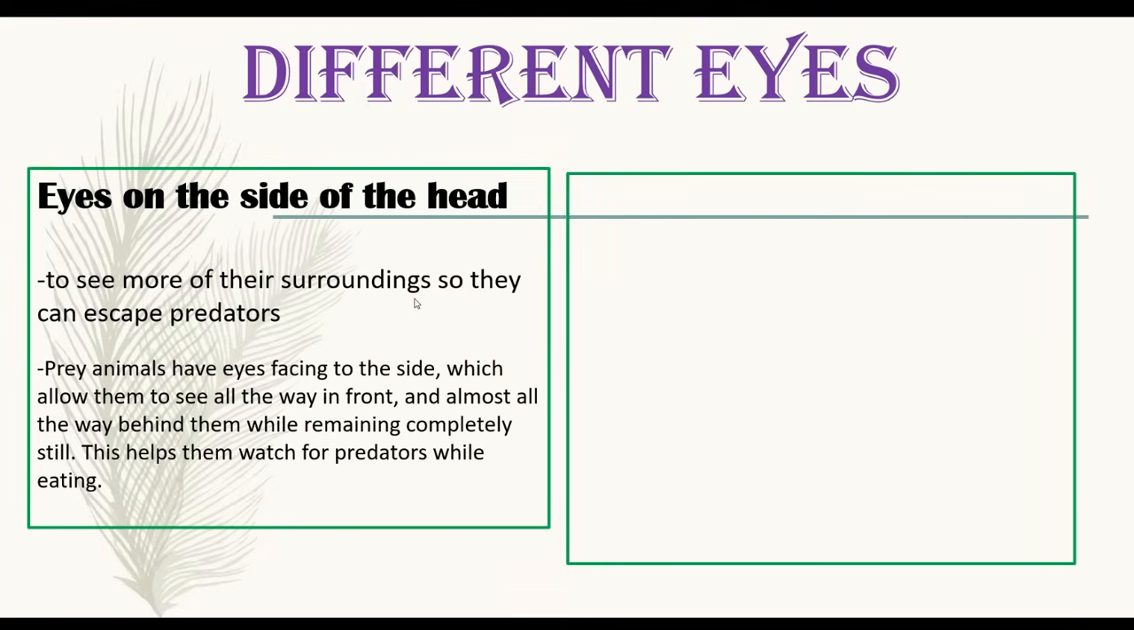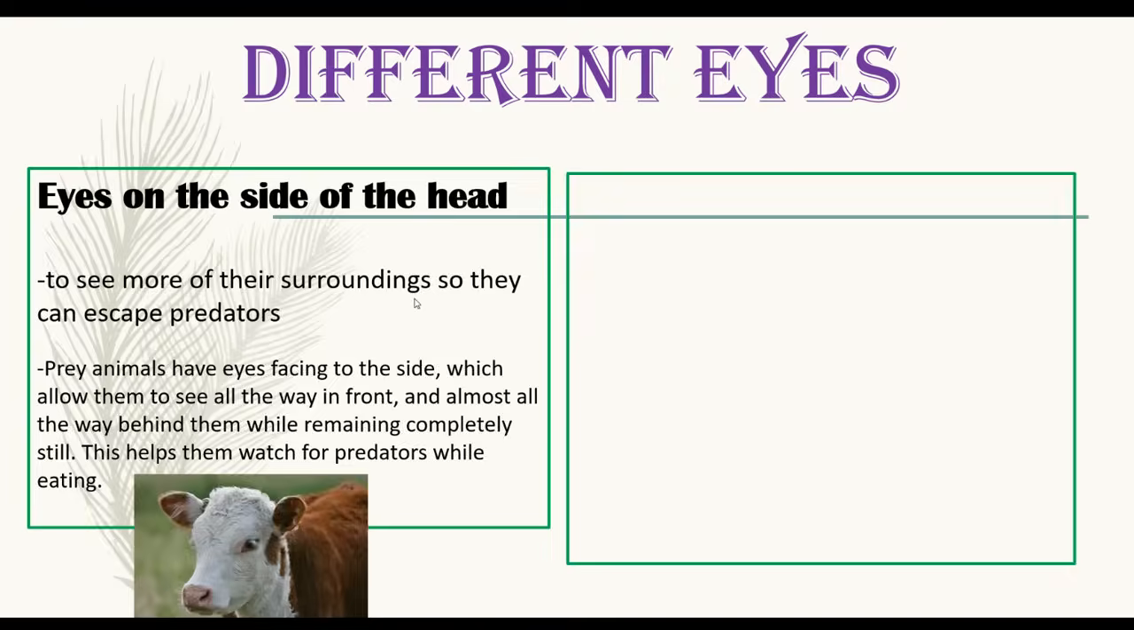Prey animals have eyes facing to the side, which allow them to see all the way in front and almost all the way behind them while remaining completely still. This helps them watch for predators while eating. And again, the cow has eyes on the side, a rabbit has eyes on the side. Again, this is just so they can see around them and make sure there's nobody around to eat them.